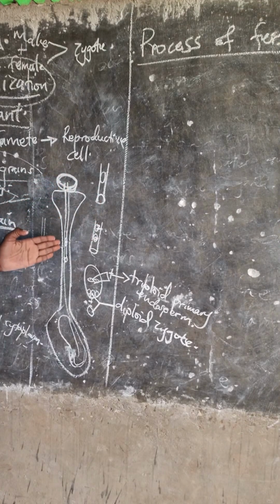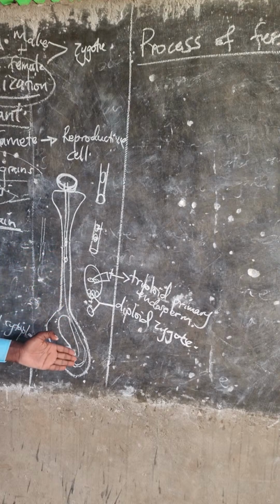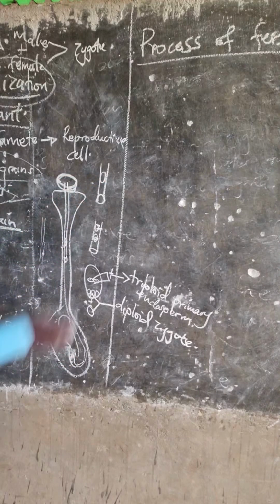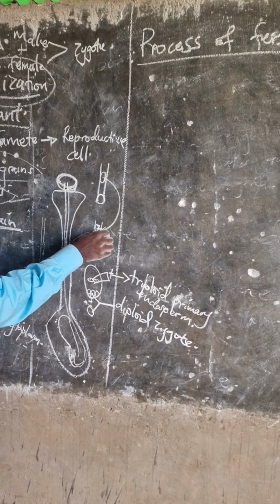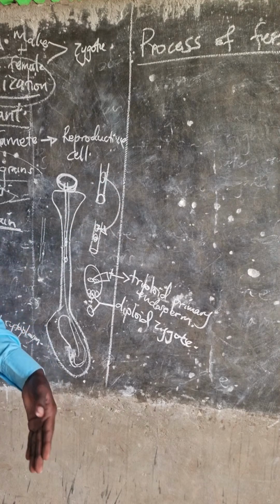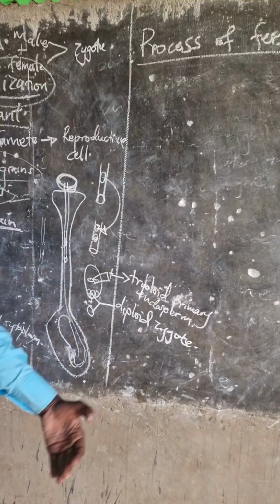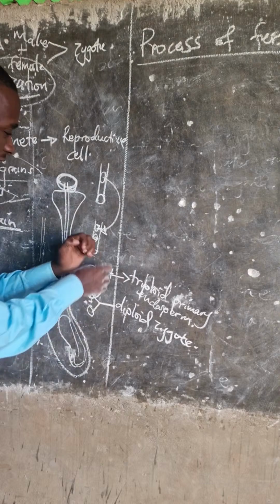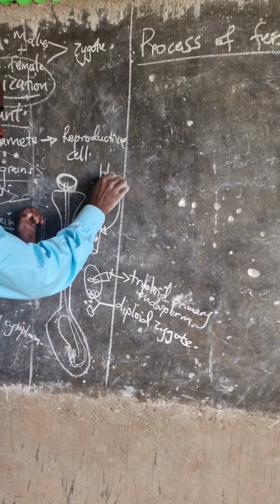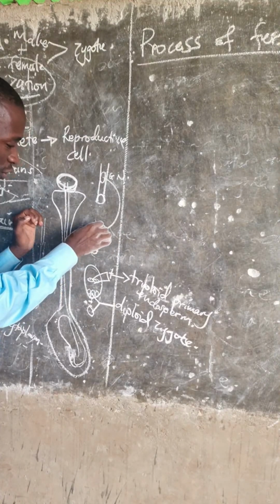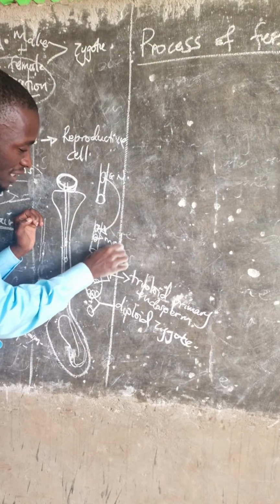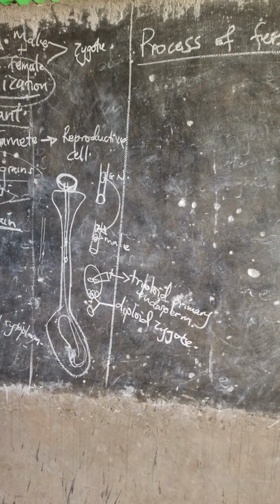As this pollen tube germinates and grows towards the ovary, the generative nucleus divides by mitosis. Mitosis means a cell dividing into 2 equal halves. After the generative nucleus divides by mitosis, it forms 2 male nuclei. So these are the 2 male nuclei that have been formed after the division of the generative nucleus.